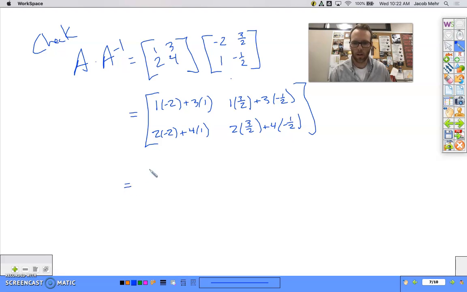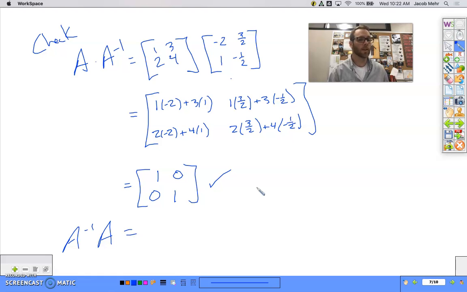All right, let's see what these are. That's -2 plus 3, which is 1. This is 3/2 plus -3/2, which is 0. This is -4 plus 4, which is 0. And this is what? 3, right? And this is going to be what? -2. 3 plus -2 is 1. And we got the identity. Now, I should also check A inverse times A and make sure that gets me back to the identity. I'll leave that to you.